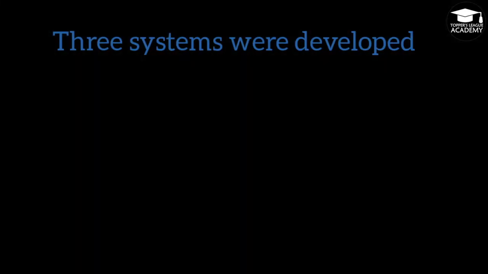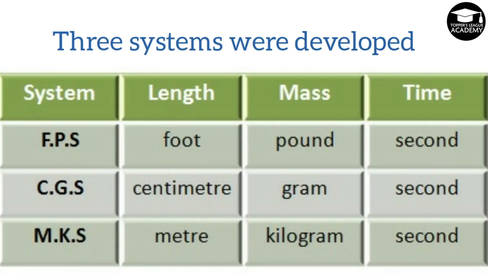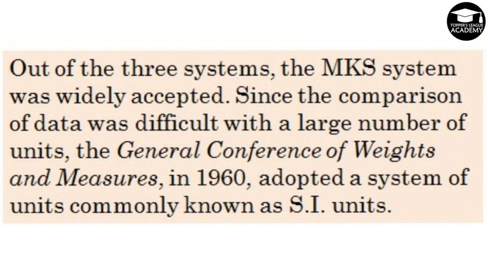In the past, different units were used for measurement in different countries. To maintain uniformity in measurement, scientists from all over the world accepted some of the units as standard units. Considering the fundamental quantities as length, mass, and time, 3 systems were developed. They are FPS, foot, pound, second; CGS, centimeter, gram, second; and MKS, meter, kilogram, second. Out of the 3 systems, the MKS system was widely accepted.